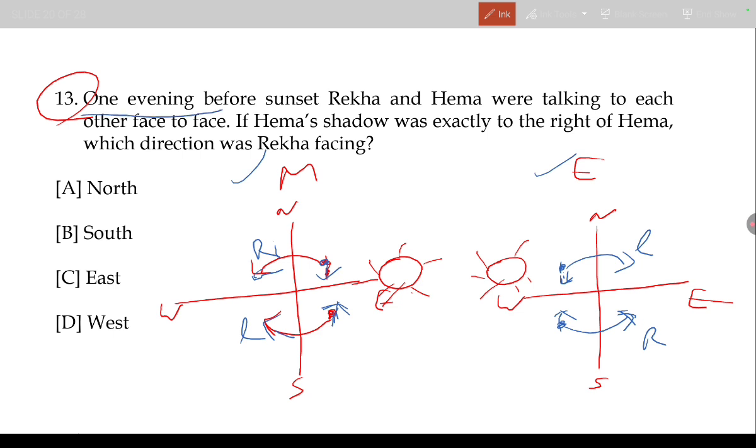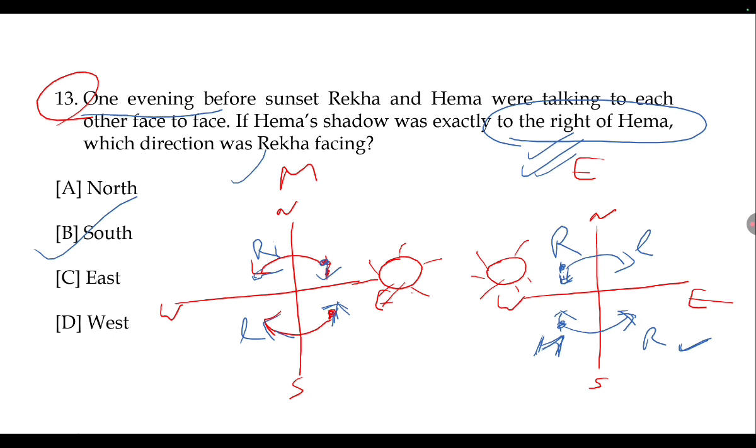They said evening, so I will use this diagram. One evening before sunset, Rekha and Hema were talking to each other face to face. If Hema's shadow was exactly to the right of Hema, focus here, right of Hema. So in this diagram, which shadow is on the right side? This shadow is on the right side. Obviously, Hema is standing here, that's why her shadow is on the right side. If Hema is standing here, then obviously Rekha is standing this side. Now what they are asking, which direction is Rekha facing? Obviously Rekha is facing the south side. Your answer will be this.